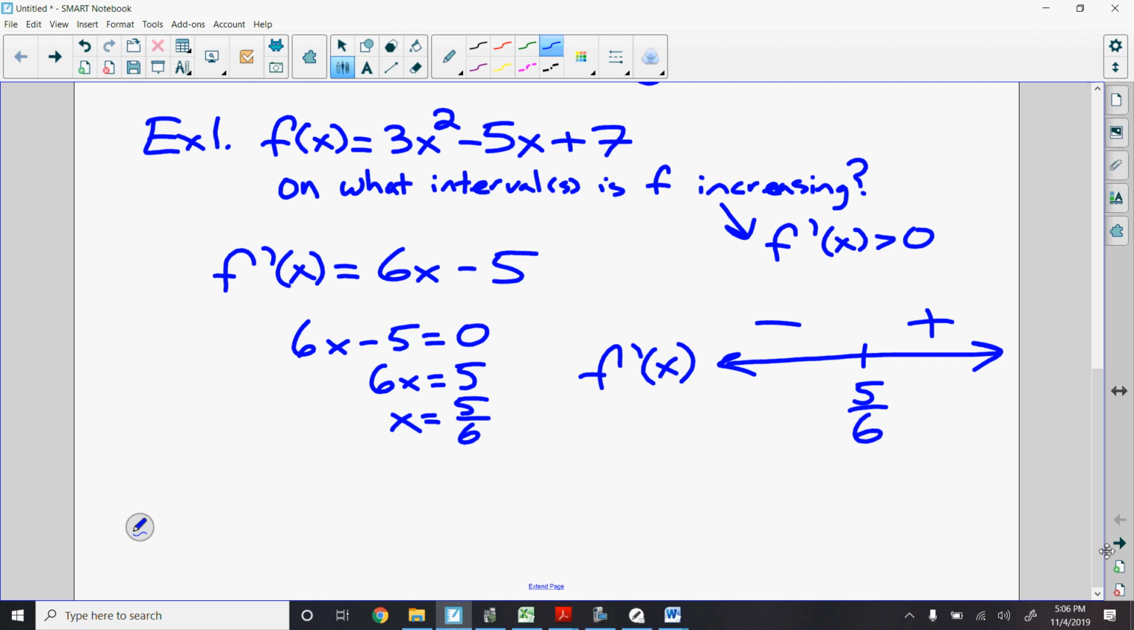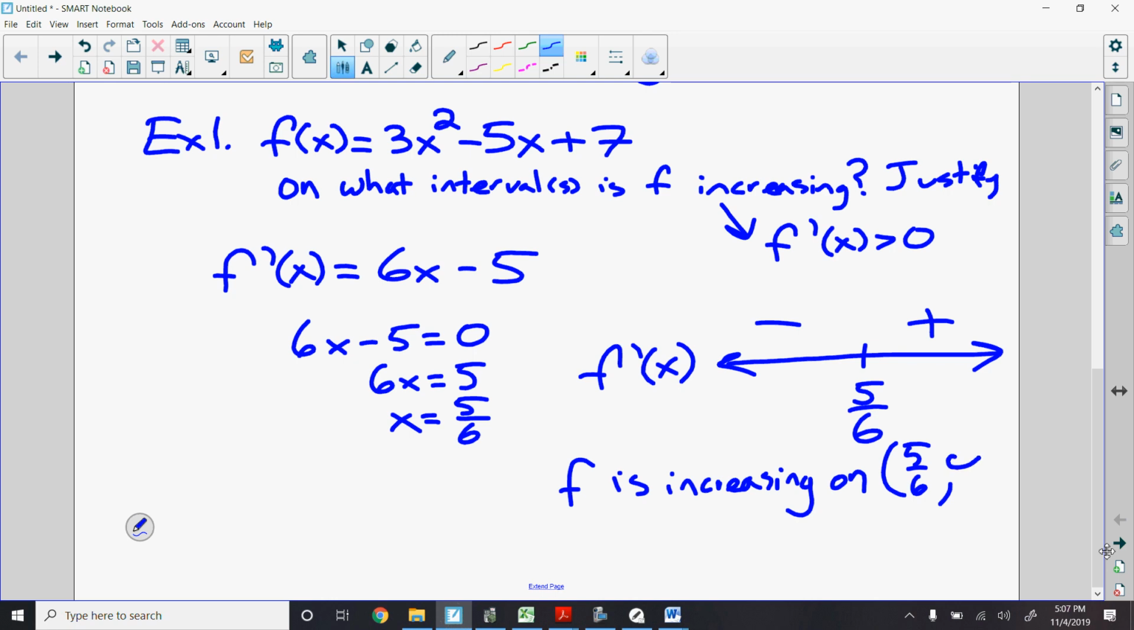Now I just need to report the interval or intervals where f prime is greater than 0. Right, and I need to justify. I can say f is increasing. It goes from 5/6 all the way out to positive infinity. And my justification is that's where f prime of x is greater than 0.